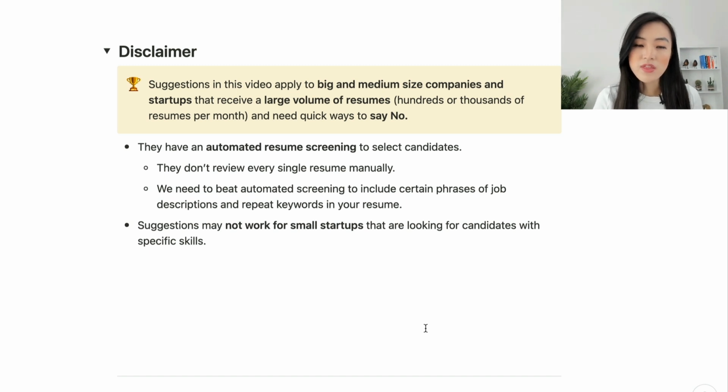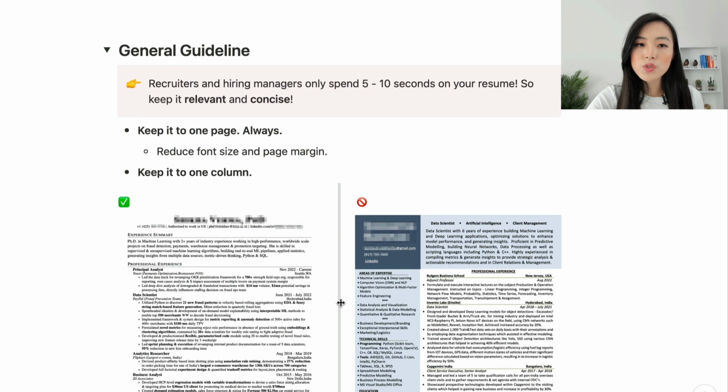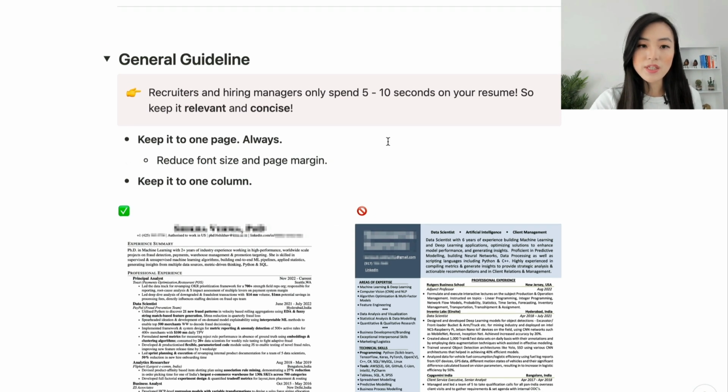What they do is that they have the automated system to pick candidates and to reject candidates that are not qualified for the job description. So we need to beat automated screening to include certain phrases of job descriptions and repeat keywords in your resume. What this also means is that suggestions in this video may not work for small startups that are looking for candidates with very specific skills. They may review every single resume manually to look for candidates who have experience in a very specific area or domain.